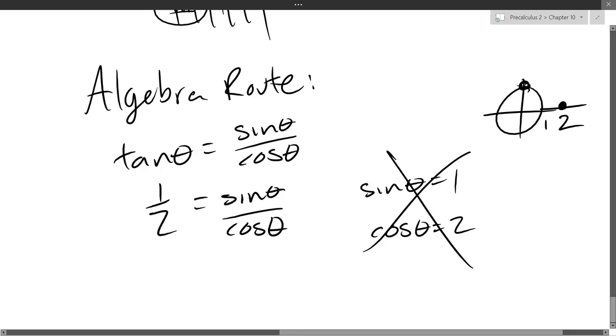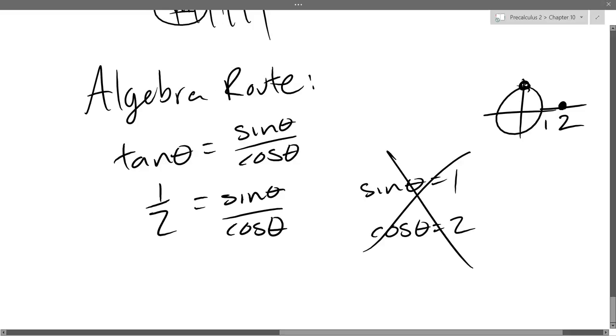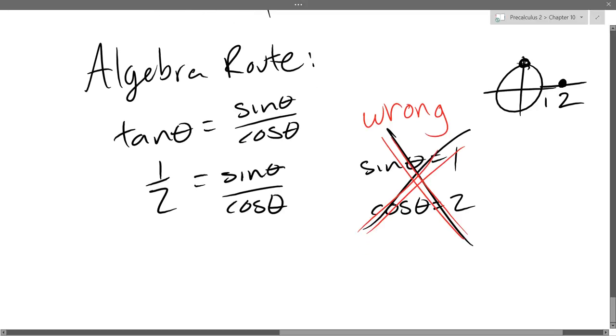It is wrong. I should probably cross it out in red. It is that wrong. It's not just bad. I don't like to use the word bad for things that are actually wrong. So this is wrong. That being said, some of you absolutely will give me that answer on a quiz or a midterm. Hopefully you don't, but it could happen.